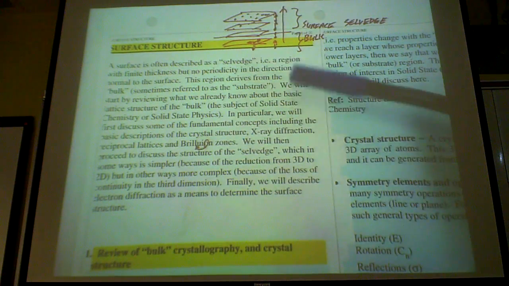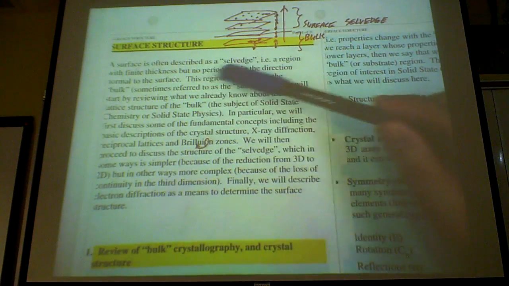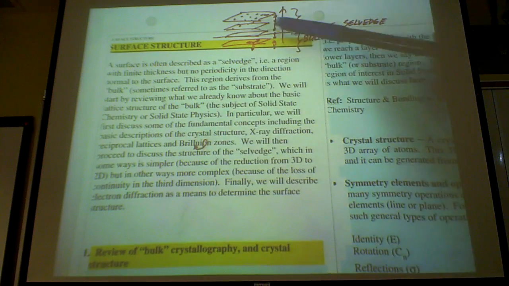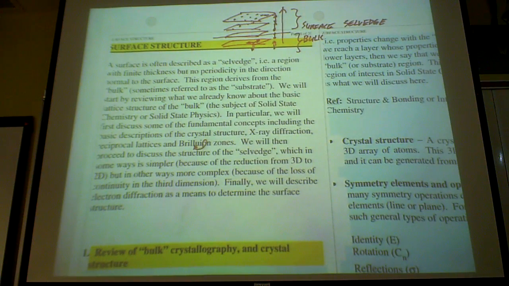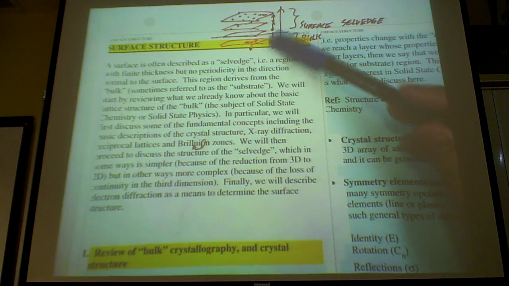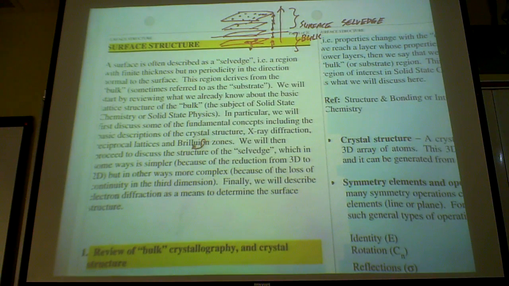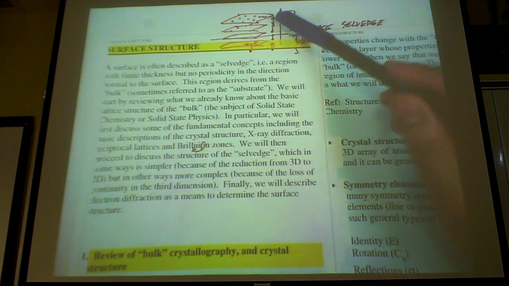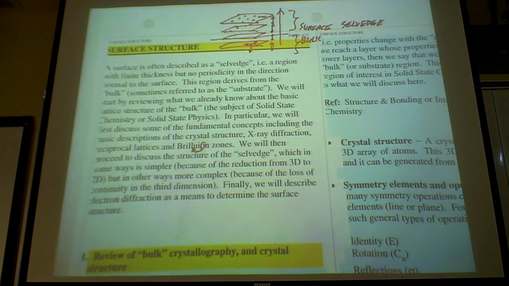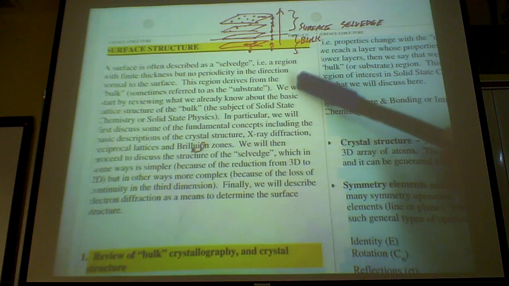Okay, so we define a region with finite thickness with no periodicity in the direction normal to the surface, in the depth direction. That's what I meant by depth direction. And when you get to the region where there's no change in the bulk direction, then you have reached the so-called bulk. Sometimes this is often called a substrate. It's a bit of a misnomer because certainly the surface itself is also a substrate, depending on who you talk to. If you talk to a film person, they would say substrate with the understanding that everything here, including the selvedge, is a substrate. So there's a little bit of jargon inconsistency depending on who you talk to.